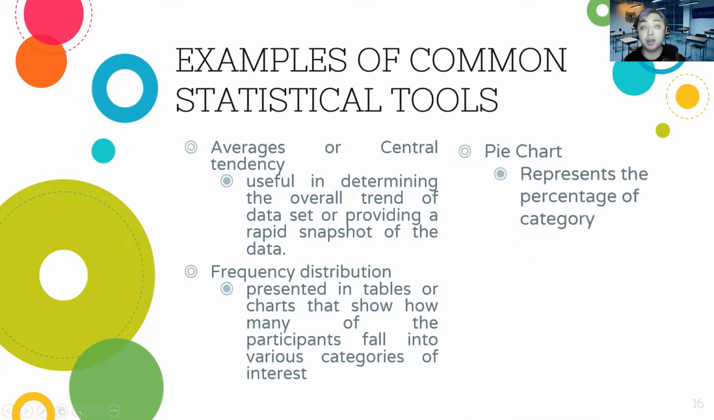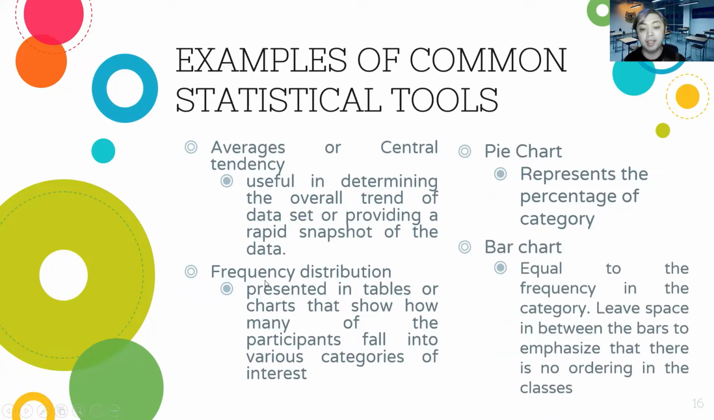We may also use pie chart. So ito naman para ipakita natin yung percentage ng bawat category. And we have bar chart that is equal to frequency in category. However, there are spaces in between the bars to emphasize that there is no ordering in the classes. In frequency distribution, for example, a histogram, there is no space because it represents continuity. But for bar charts, it is separated because each bar is an independent category from each other.